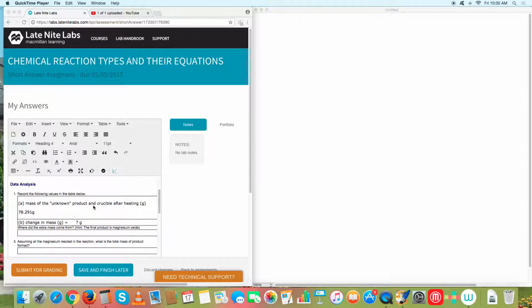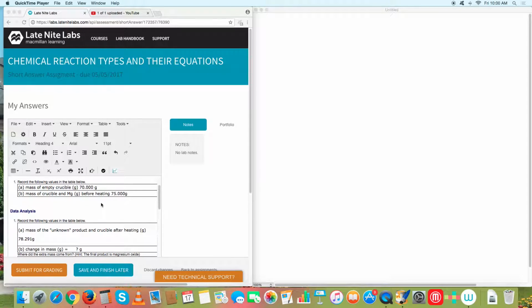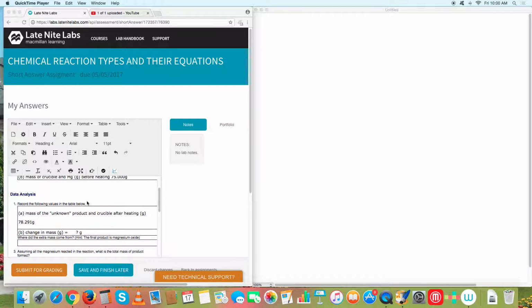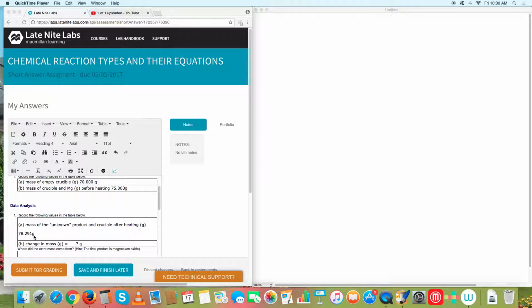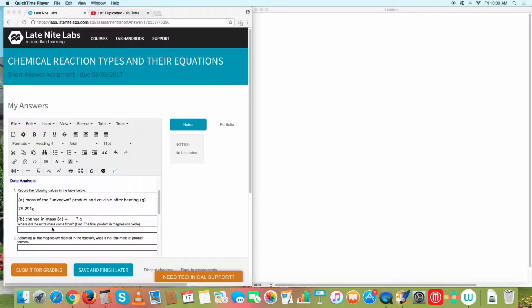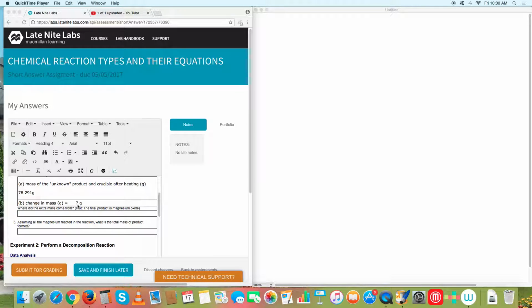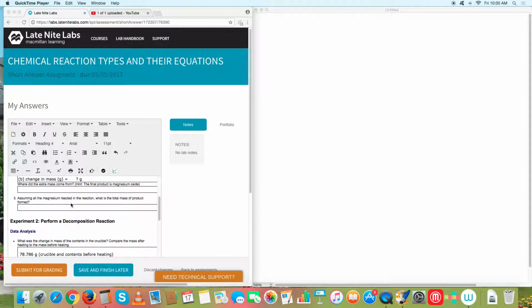The next thing it asks you to do is quote the mass of the unknown product in the crucible after heating it. It should be clear that it was 75.000 grams before it was heated, and after it was heated it's now 78.291 grams. So the mass has clearly gone up. What you need to do is figure out the change in mass, and I think that should be fairly clear for you to do as well. That's why I put a question mark. I think you can figure that one out yourself.